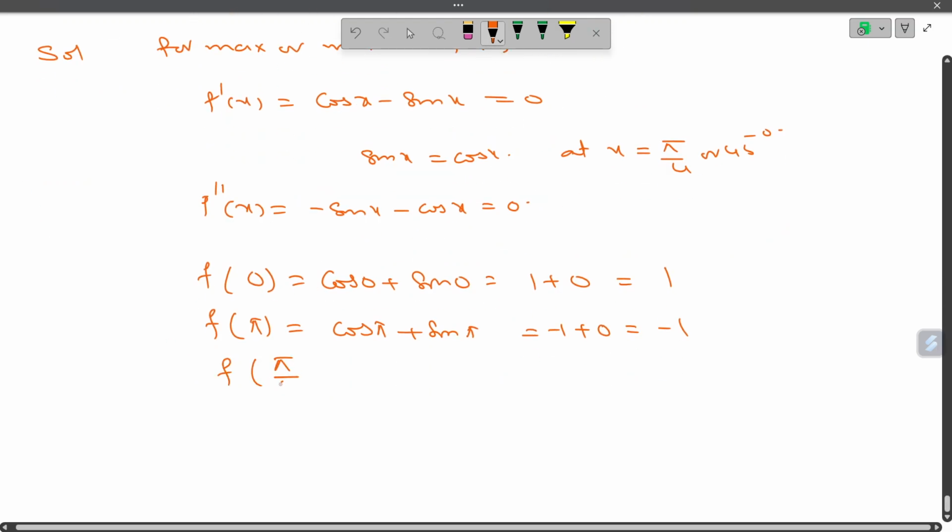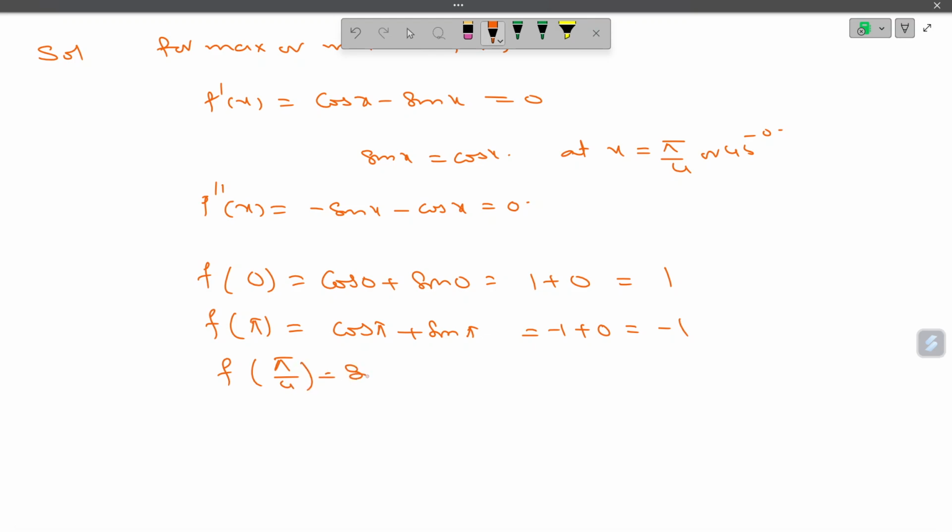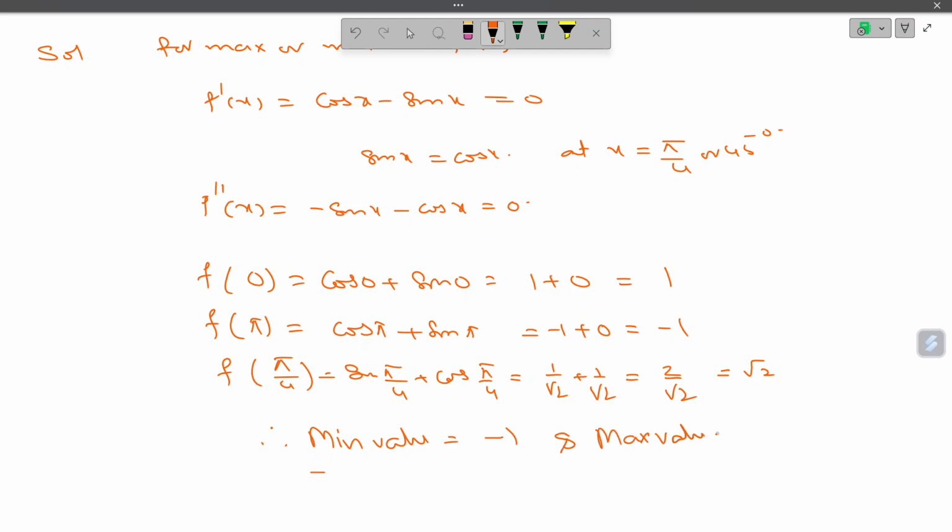f of pi by 4 is sin pi by 4 plus cos pi by 4. Sin 45 is 1 by root 2, cos 45 is 1 by root 2. The sum is just root 2. So therefore the minimum value is 1 and the maximum value is root 2. That's it. Maxima and minima of a function for taking trigonometric ratios.